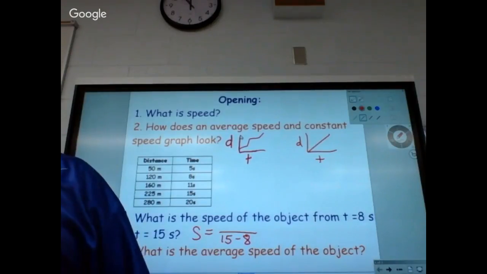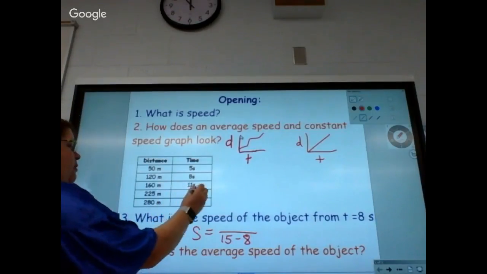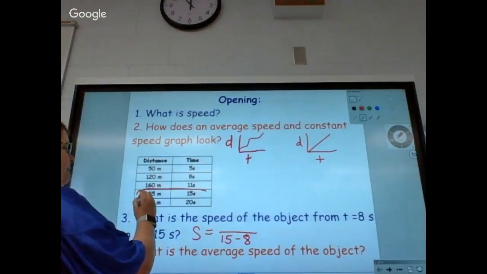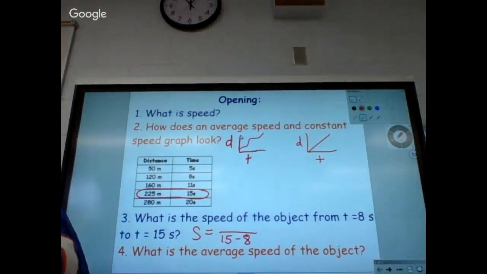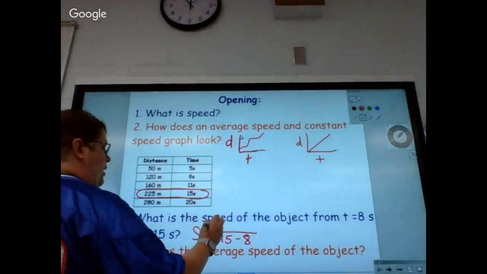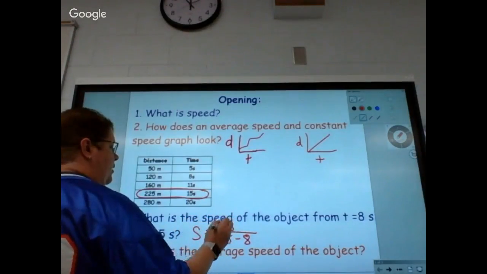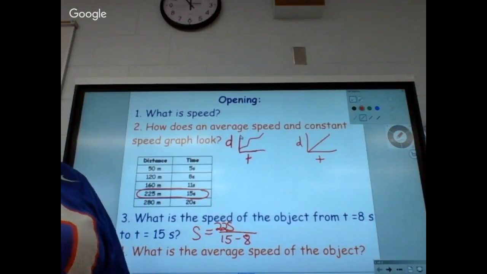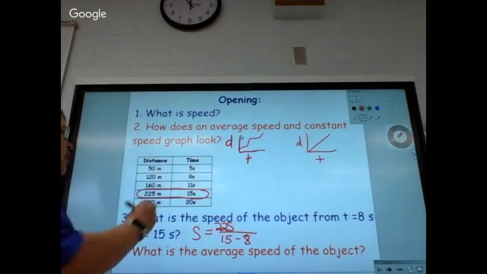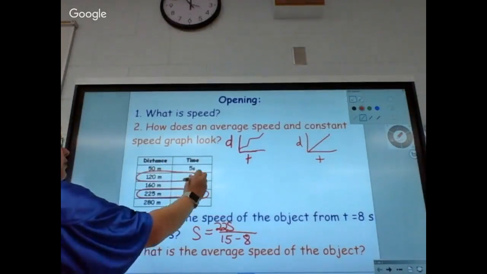Do what, Alize? Find 15 on the chart. All right. So 15 is here. So what does it match up with? All right. So where am I going to put the 225? Up top. All right. So I'm going to put it right here with the 15, 225. All right. Now, how do I get the other distance? Now, all right, Damien. I'll look up the 8 in the chart. So 8 matches up with a 120.